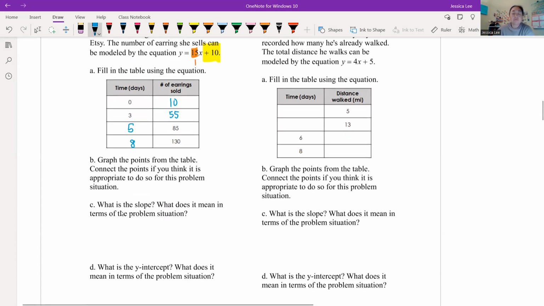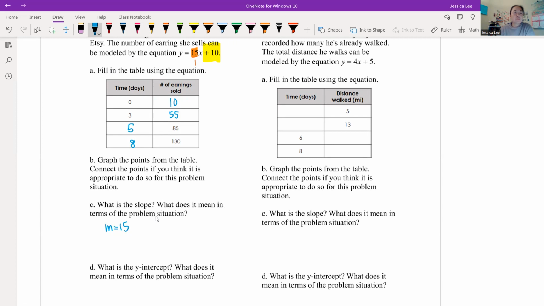And what is the slope? We already know the slope. Do we need to calculate it out? Do we have to do what we did before and go 55 minus 10 and then 3 minus 0? No, it's already given to you. It's 15, right? So the slope is 15. If it's already given to you, you don't need to calculate it out.